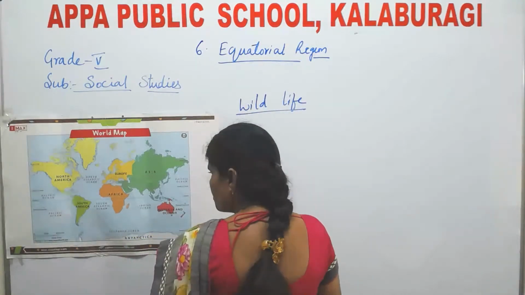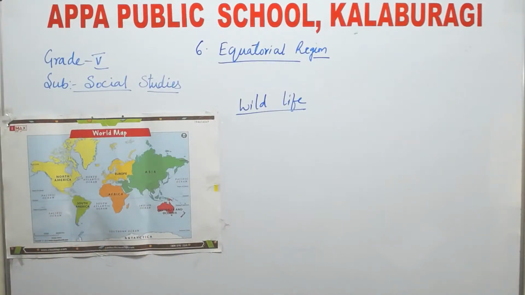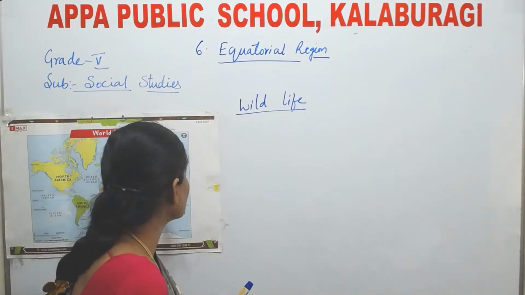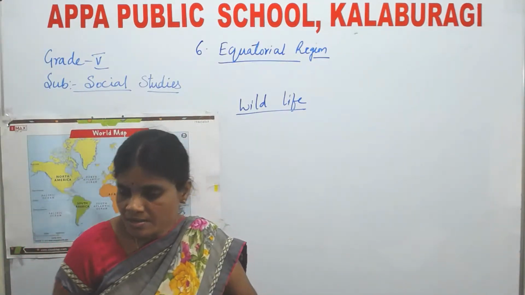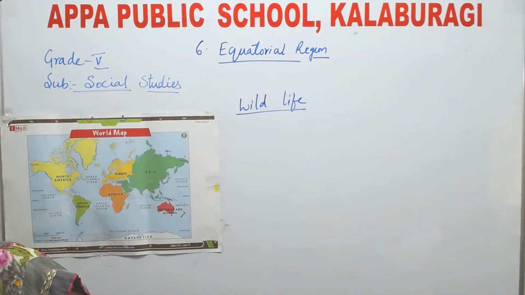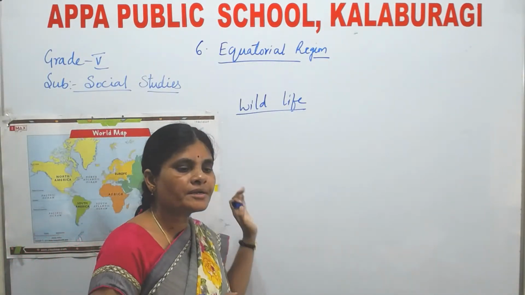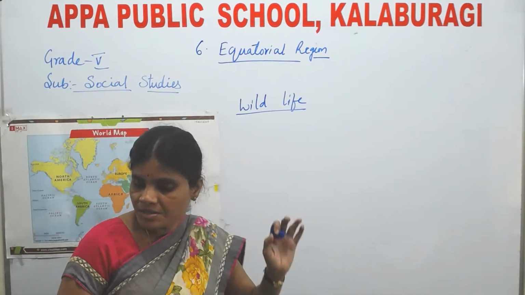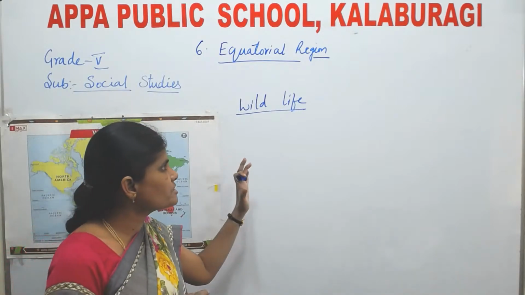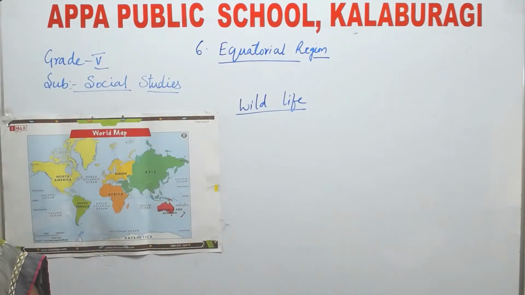Wildlife. What do you mean by wildlife? Wildlife means animals. What type of animals live in this region? Let us see. Because of heavy rainfall and high temperature, this region has good vegetation and good wildlife. What are the animals found in this region?